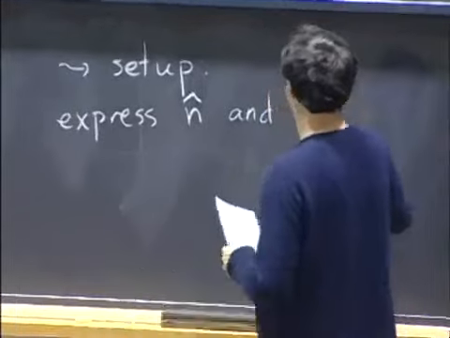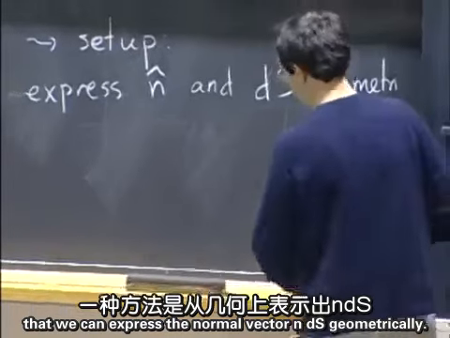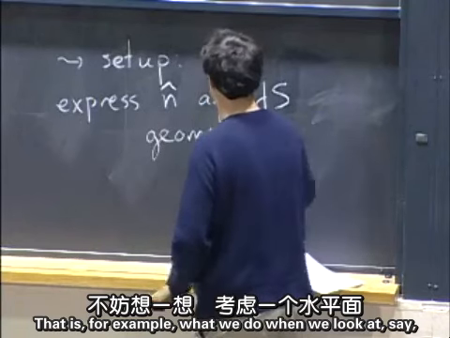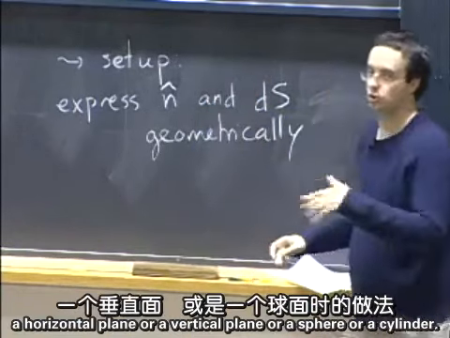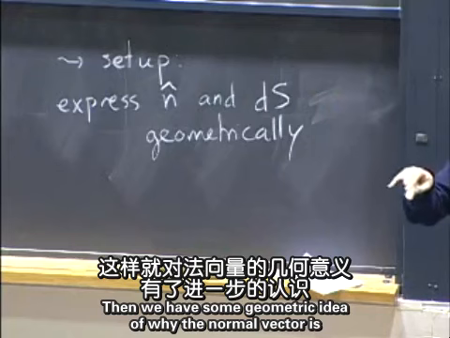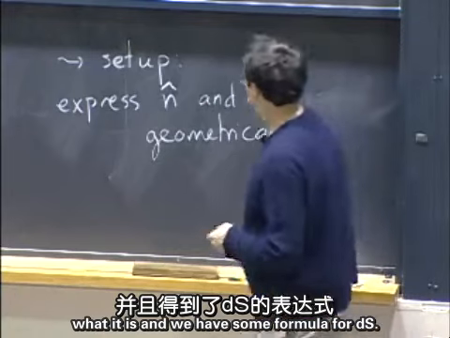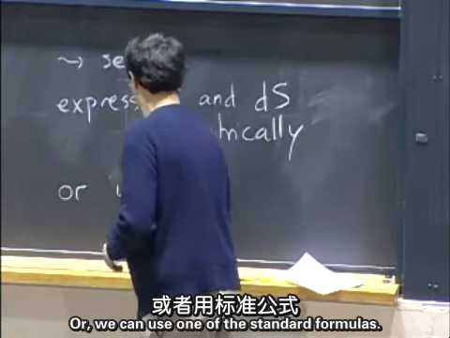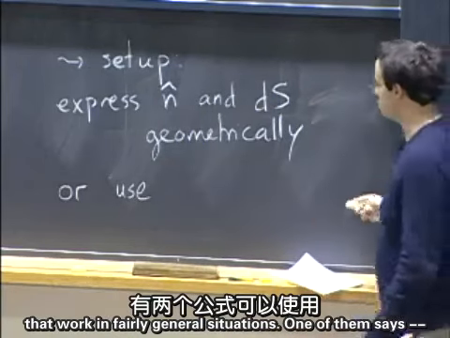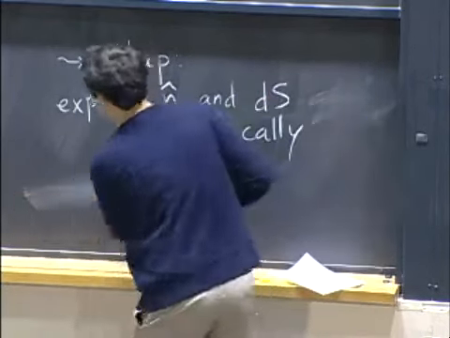One possibility is that we can express the normal vector N dS geometrically. That's, for example, what we do when we look at, say, a horizontal plane or a vertical plane or a sphere or a cylinder. Then we have some geometric idea of why the normal vector is what it is, and we have some formula for dS. Or we can use one of the standard formulas. Basically we've seen two formulas that work in fairly general situations. One of them says, sorry, we need more space for that.